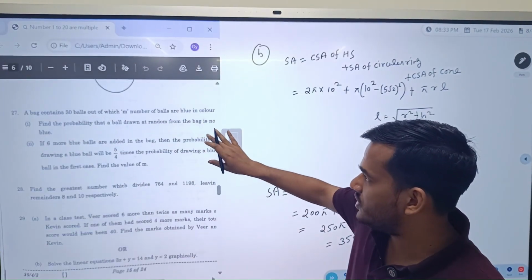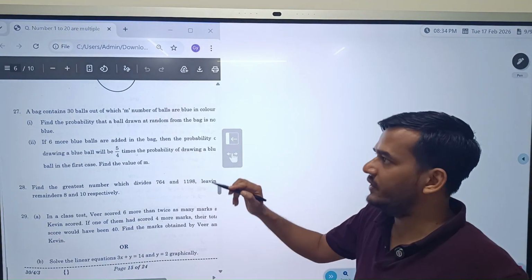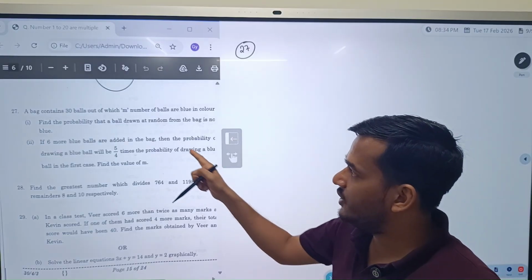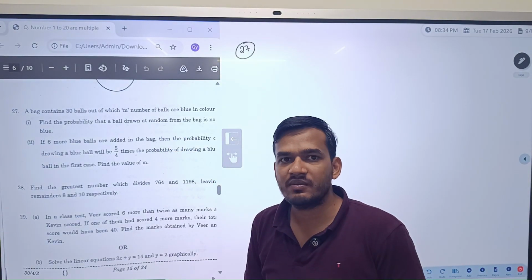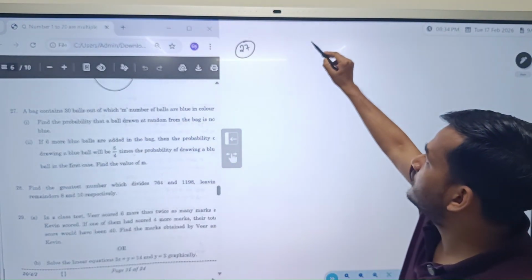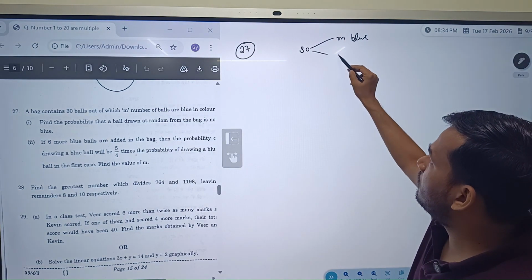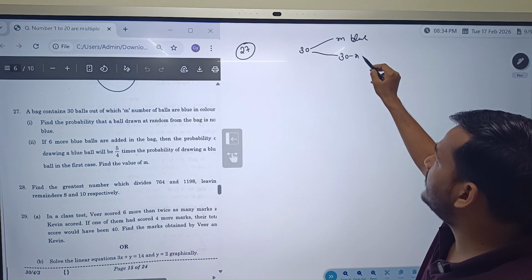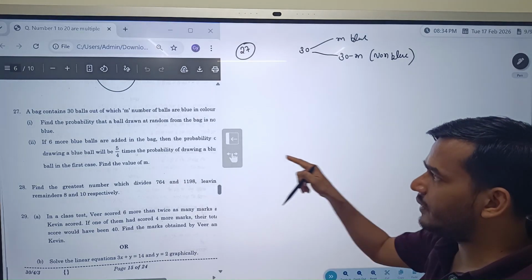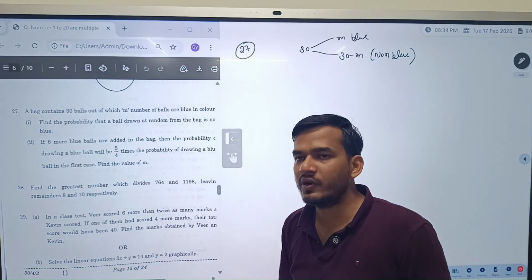Now moving to the next question, question number 27. There is a bag in which 30 balls are there, out of which m number of the balls are blue in color. So out of 30, m balls are blue. So number of the balls which are not blue is 30 minus m, non-blue. So in the first part, we have to find the probability of the ball that is not in blue color.